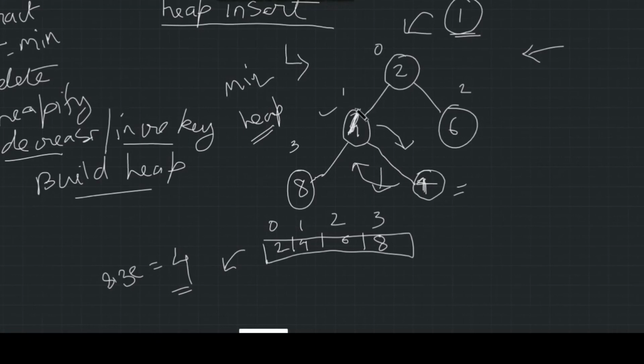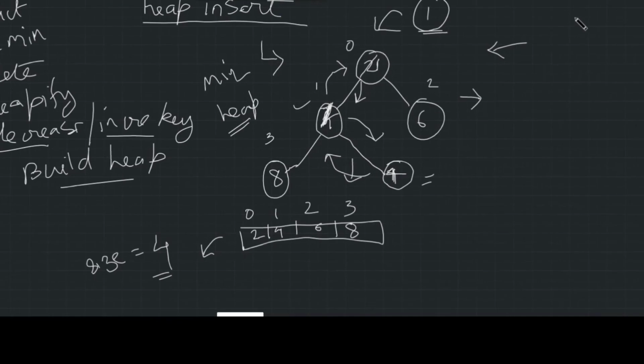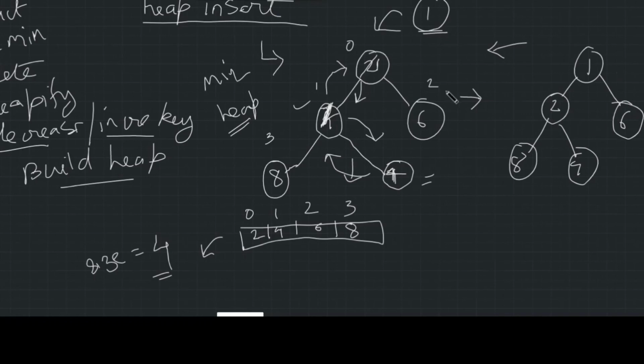Okay, so now again I need to compare the value at this node with the parent node. So the parent node is having value 2, and the current node is having value 1. So again I'll be swapping these two values. Now this will be 1 and this will be 2. So after inserting 1, the new heap will be like 1 will be at the top, this will be 2, the 8, 4, and this one is 6. So this is the insertion process.